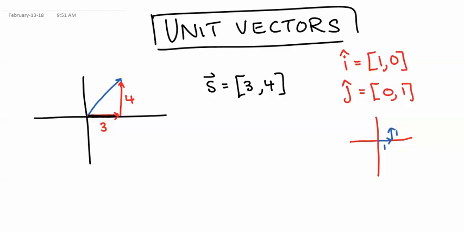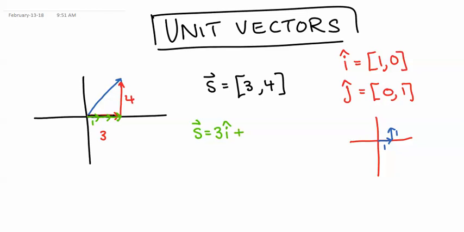If you think about it, you're just thinking how many i hats will go along the bottom here. I hats are unit 1, so it takes 3 of them to get across. If we wanted to write this vector using unit vectors, we could just say we need 3 i hats, or 3 times i hat. Since i hat has a magnitude of 1, 3 times 1 would be 3.